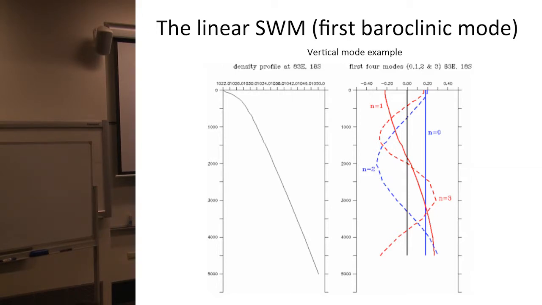And then you can break down the vertical density profile into the sum of all of these different modes. It's like any EOF decomposition. The first mode is always going to explain the most variance, and as you move into higher order modes, you're going to explain less and less variability of this vertical density profile. So we're taking the assumption that we're going to look at the first baroclinic mode, just saying the upper ocean can be physically separated from the lower ocean.